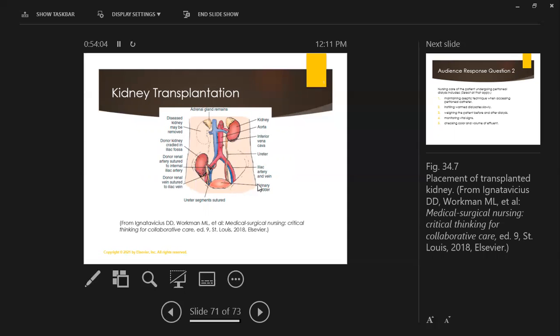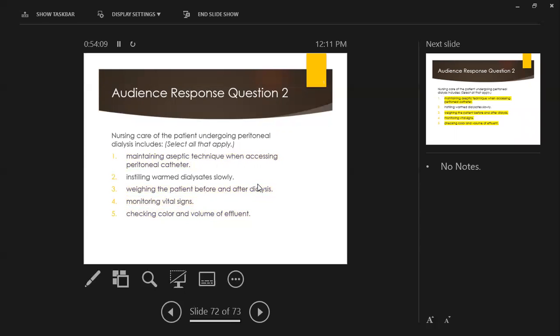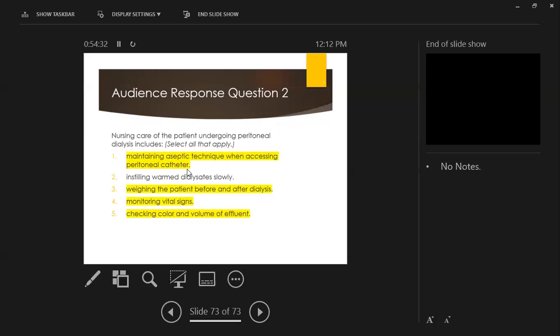Okay. I think I skipped it. Nursing care of the patient undergoing peritoneal dialysis includes which? Maintaining aseptic technique when accessing the peritoneal catheter, instilling warm dialysates slowly, weighing the patient before and after dialysis, monitoring vital signs, or checking color and volume of your effluent. So, nursing care of the patient that's going through peritoneal dialysis includes maintaining aseptic technique when accessing that catheter, weighing the patient before and after, monitoring vital signs, and checking the color and the volume of what you get out.